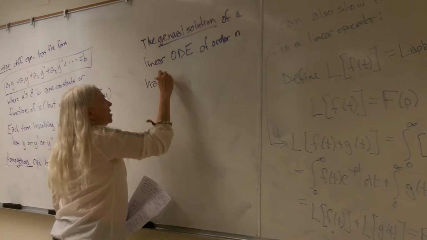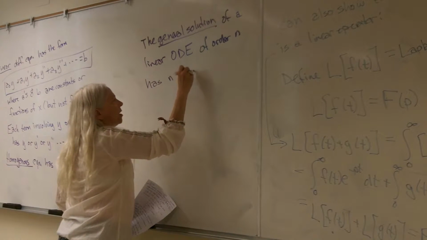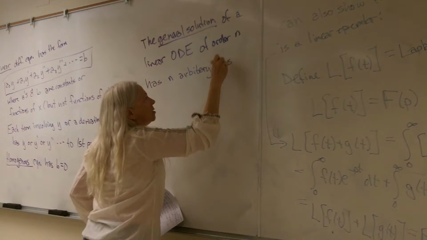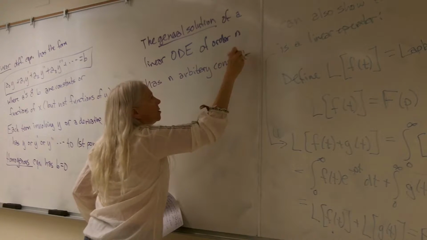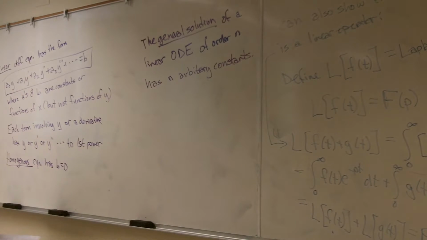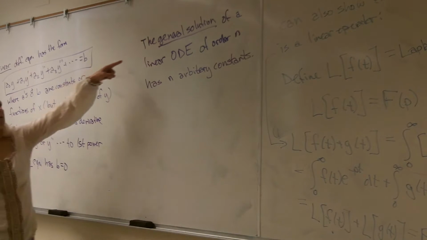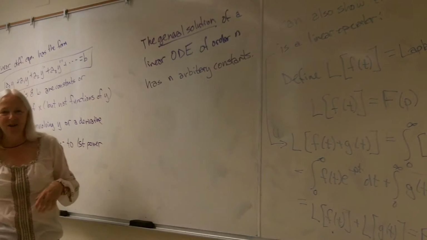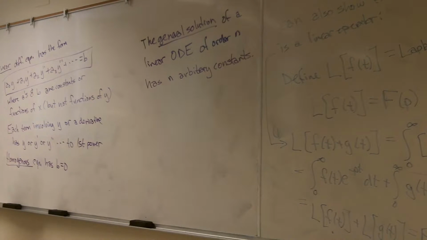The solution has n arbitrary constants. What I mean by the general solution is the most general way of writing a function, y of x, that will satisfy the differential equation. There could be a constant in that solution that could take on any value, and no matter what value it takes on, the function is still a solution to the differential equation.